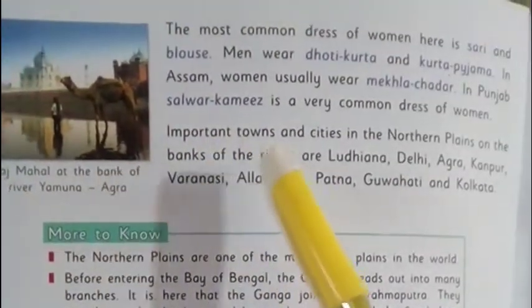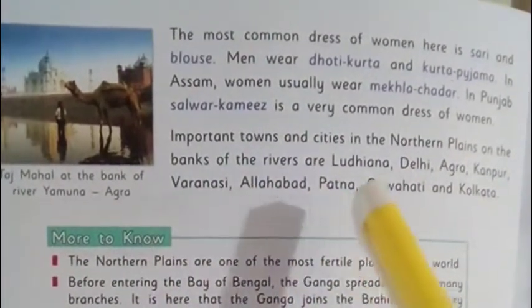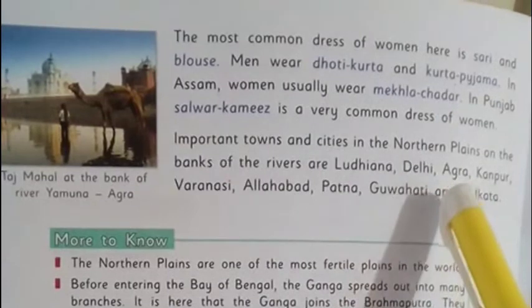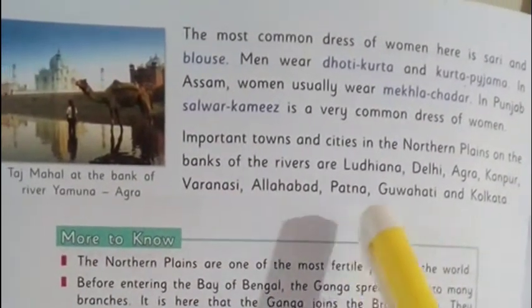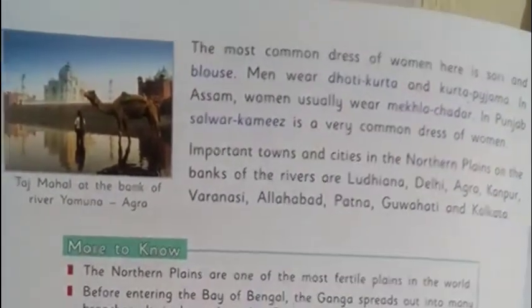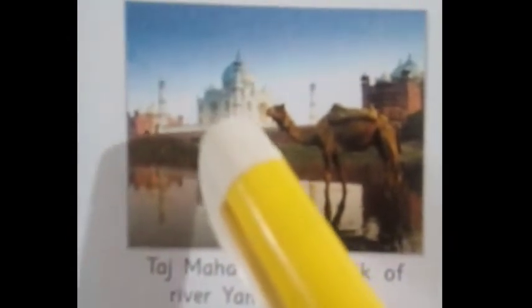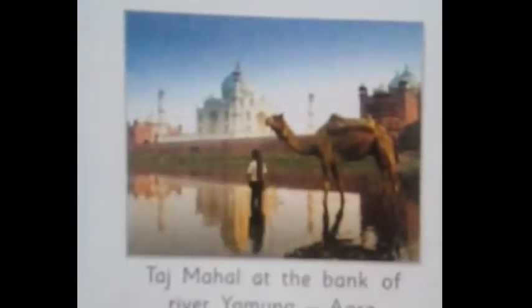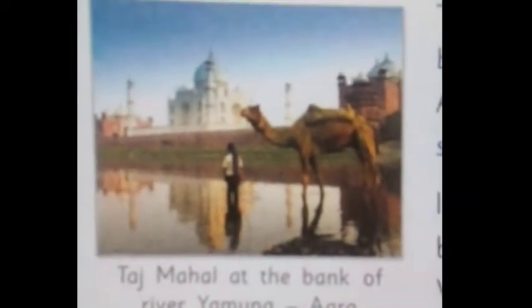Important towns and cities in the northern plains on the banks of rivers are Ludhiana, Delhi, Agra, Kanpur, Varanasi, Allahabad, Patna, Guwahati, and Kolkata. Now here I'll show you the picture of Taj Mahal. This is the Taj Mahal and it is situated on the bank of river Yamuna.